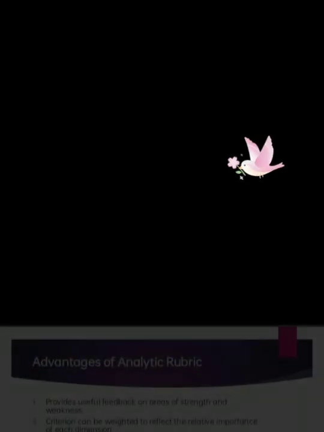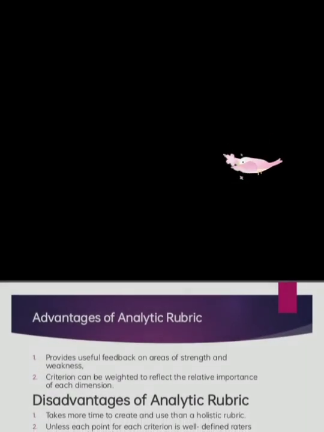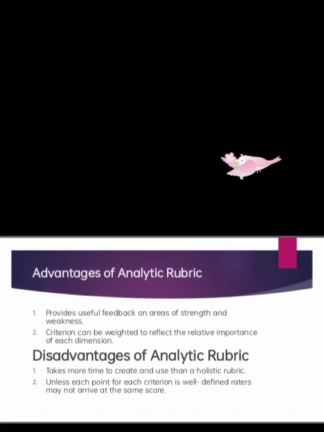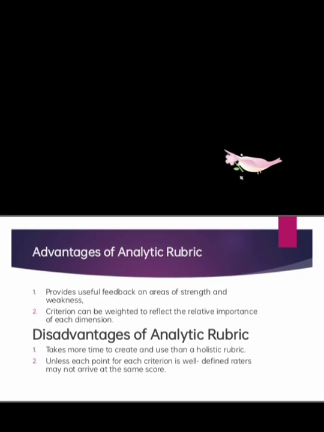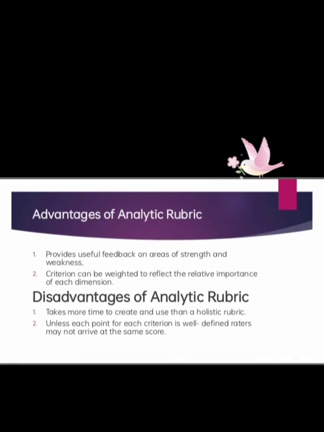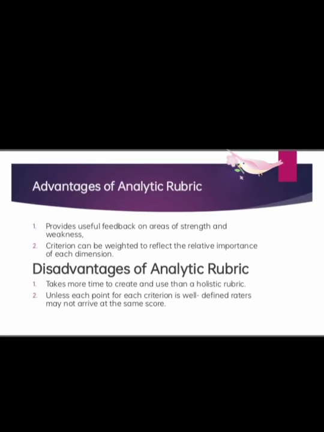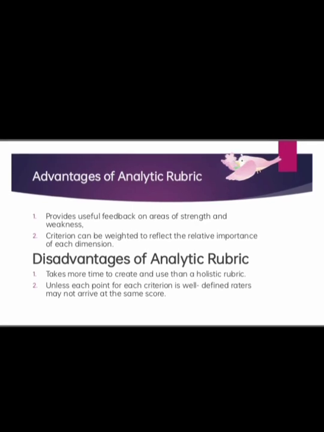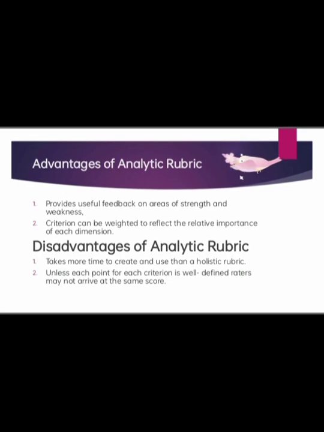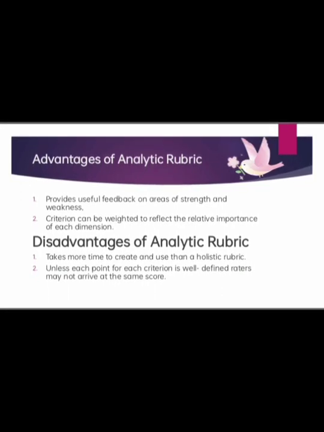There are advantages and disadvantages of analytic rubric. So first, the advantages of analytic rubric: provide useful feedback on areas of strength and weakness. Criterion can be weighted to reflect the relative importance of each dimension. While the disadvantages of analytic rubric: it takes more time to create and use than a holistic rubric. Unless each point for each criterion is well-defined, raters may not arrive at the same score.